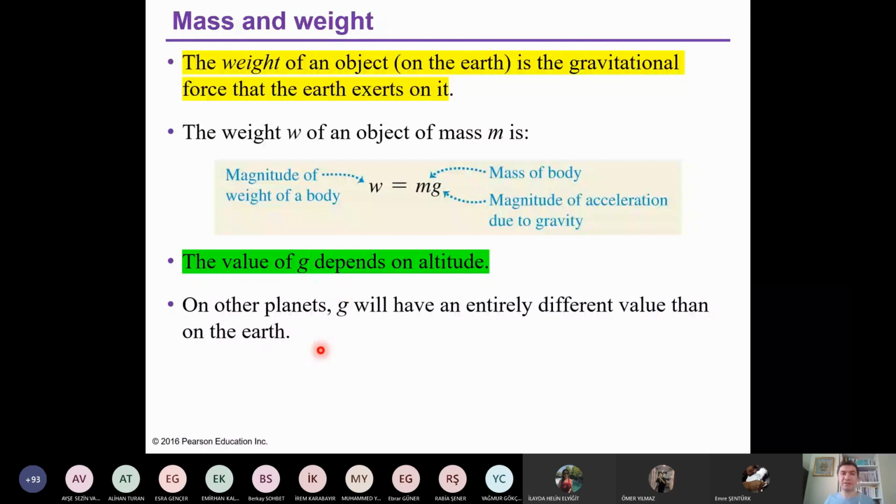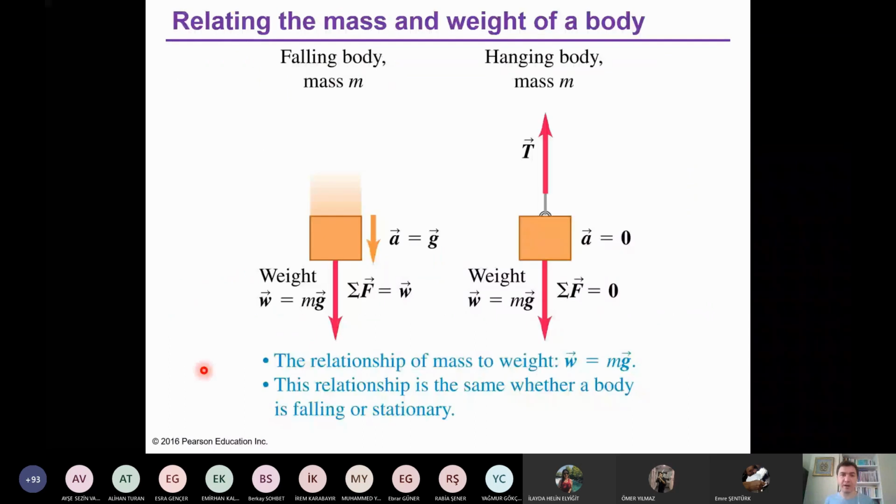So here, let me discuss two conditions. We have a box, a falling body with the mass of m, and here the same box, but now it is hanged, so a hanging body. Two conditions with the same mass, and what about the weight of the body? Here, this box has free fall motion, and the weight of the box is given with this expression. Weight is equal to m times g, okay? g is the acceleration vector, weight is a vector, and then here we have the mass of the object.